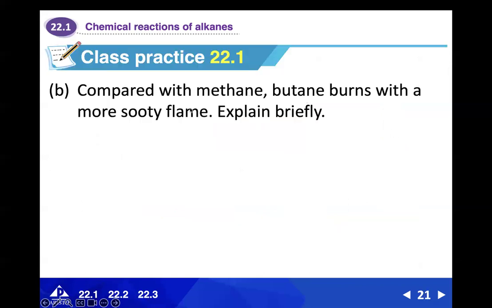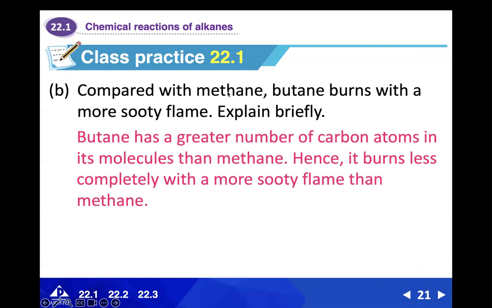So next one, compared with methane, butane burns with a more sooty flame. Explain briefly. Now, butane contains 4 carbons in the carbon chain, while methane contains 1 carbon in the carbon chain. As a result, butane has a greater number of carbon atoms in its molecules than methane. Hence, it burns less completely with a more sooty flame than methane.